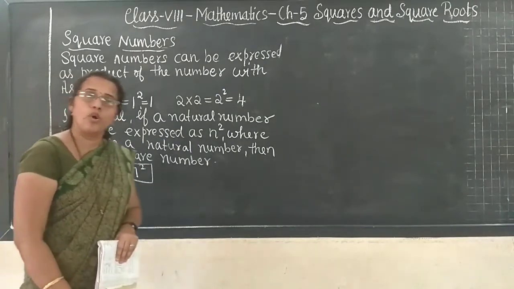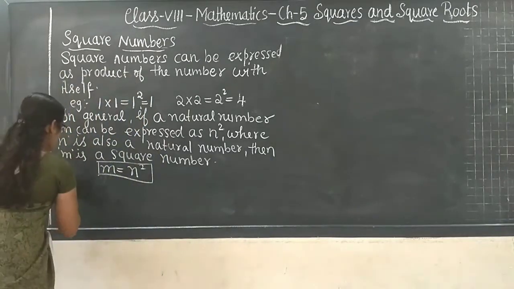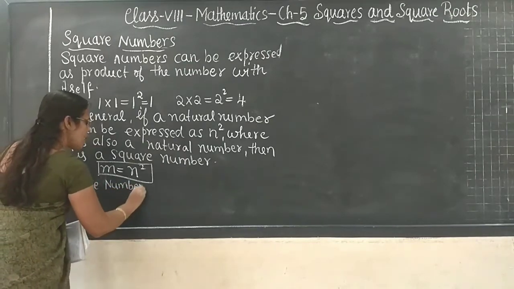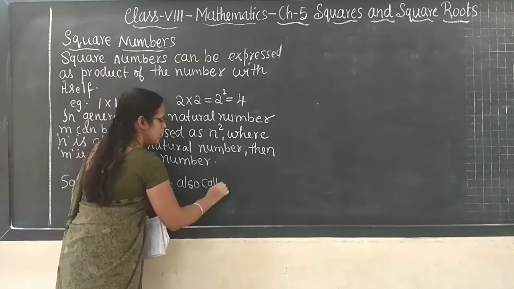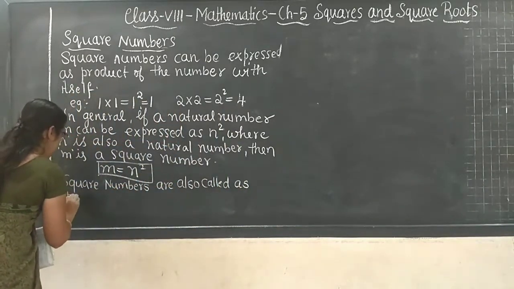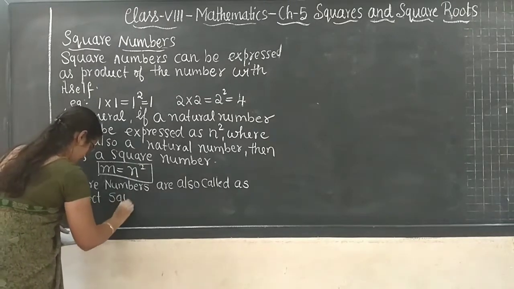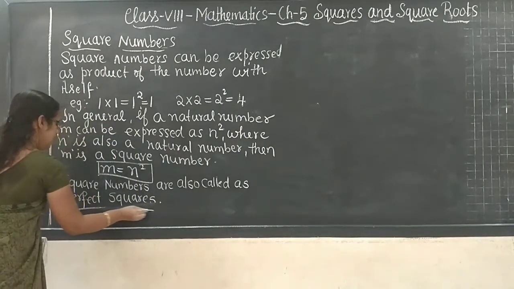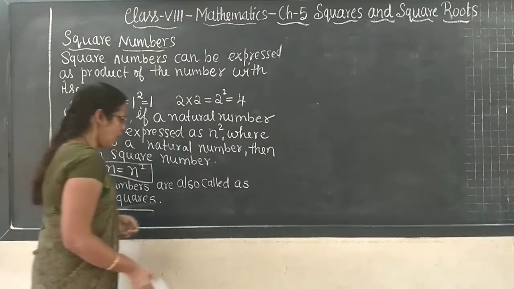Children, square numbers are also called perfect squares. Can we write now? Square numbers are also called perfect squares. Is it okay, children? So these are the things we learned.